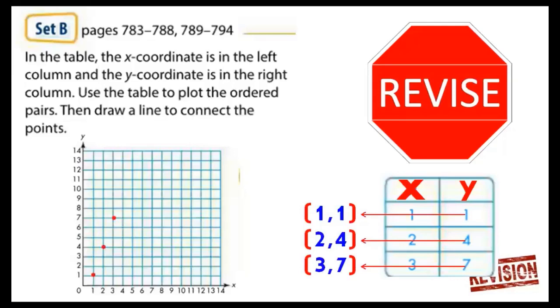Let's represent the points 1 and 1. You will see it here. This is 1 on x and 1 on y. Here is 1 and 1. 2 and 4, this point. 3 and 7, this point. Okay, now we have, according to the given ordered pairs, 3 points found inside the graph.